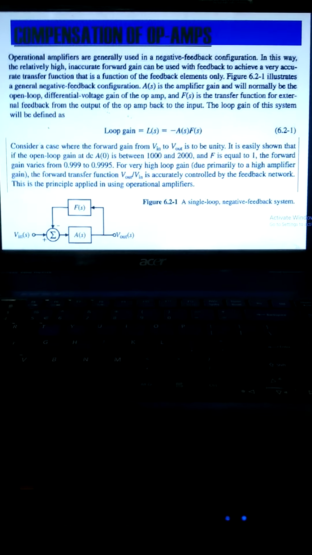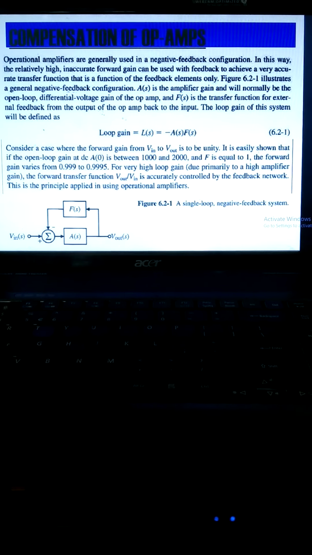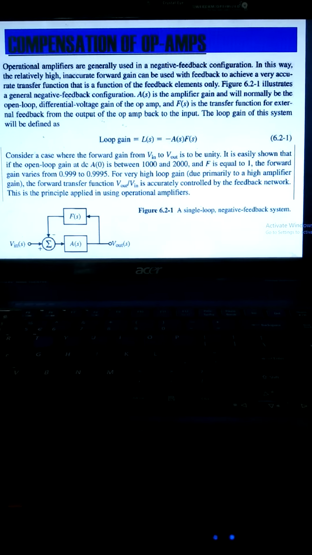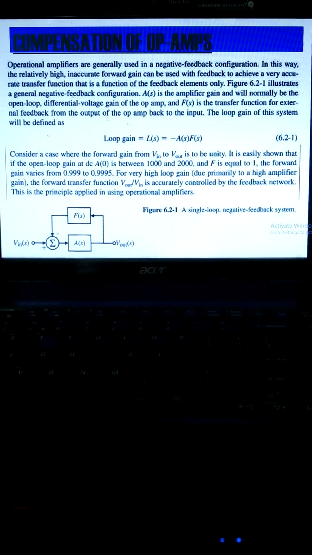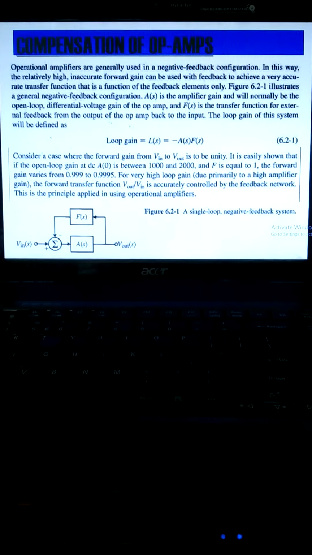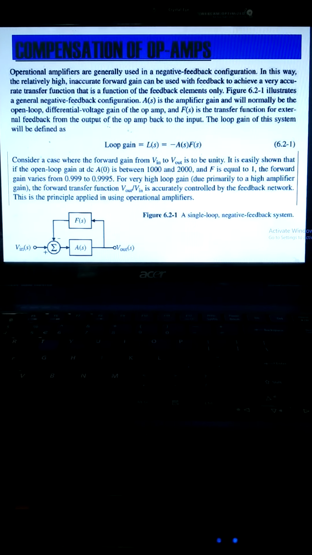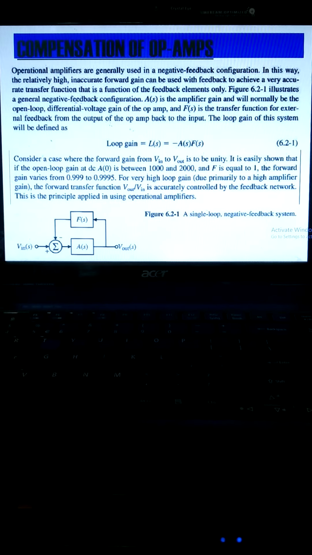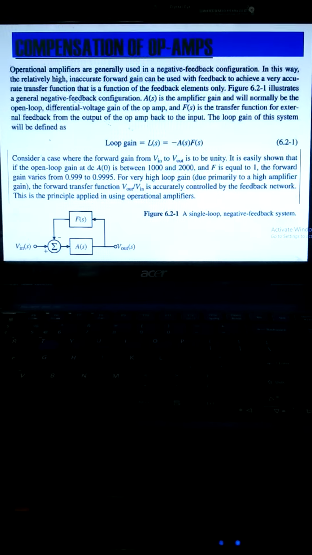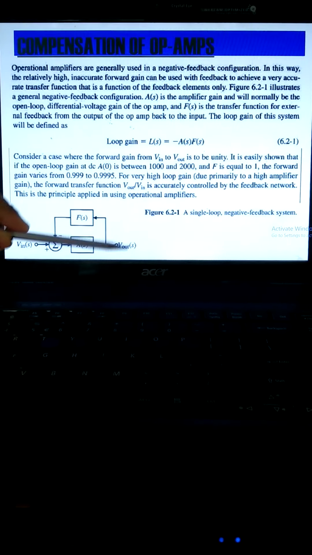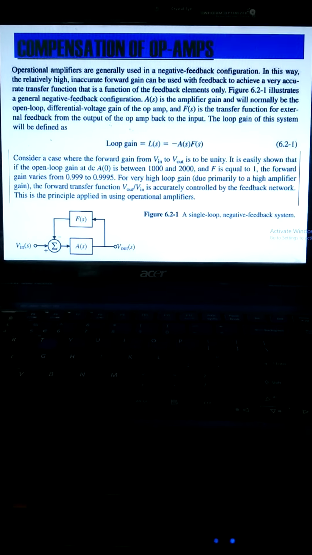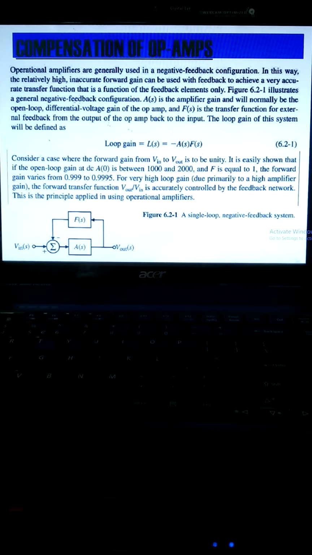Either it will be positive feedback or it will be negative feedback. So why do we use negative feedback? Because we use negative feedback to get a relatively high gain, to reduce the noise, and to get high gain. So here, whatever circuit is used is basically a single loop negative feedback system.